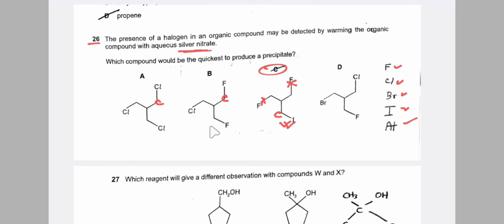And in all other options no iodine is present, so it will take time to break the bond, since down the group the reactivity of the halogen decreases. Therefore, the carbon-iodine bond is the first to break. As the carbon-iodine bond breaks, it reacts with silver nitrate to form a yellow precipitate. That's why the answer is C.